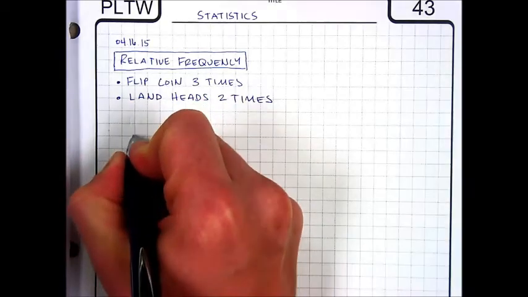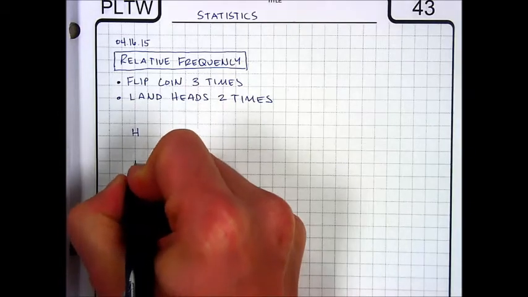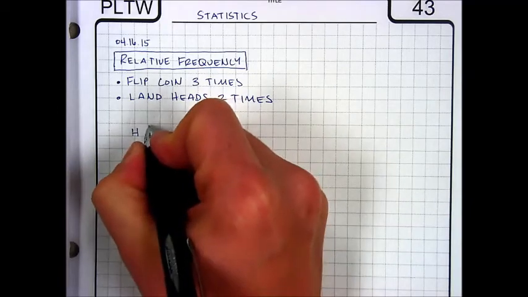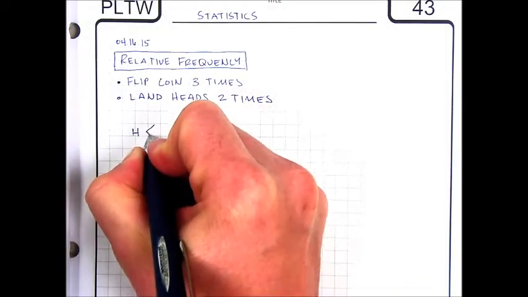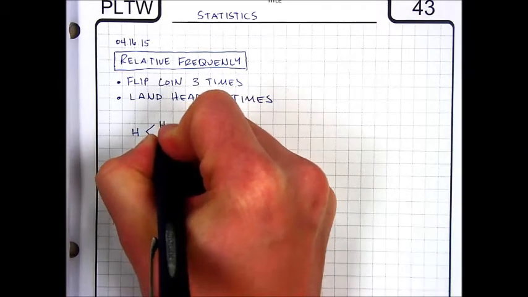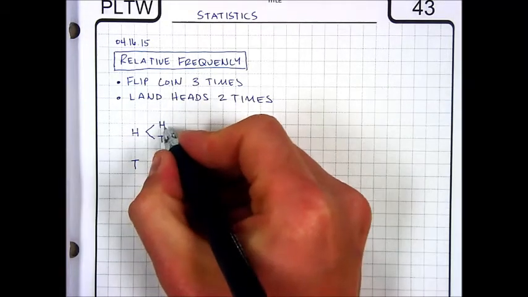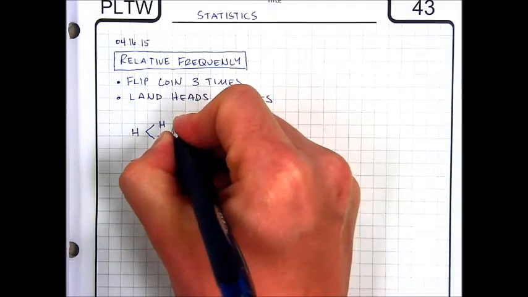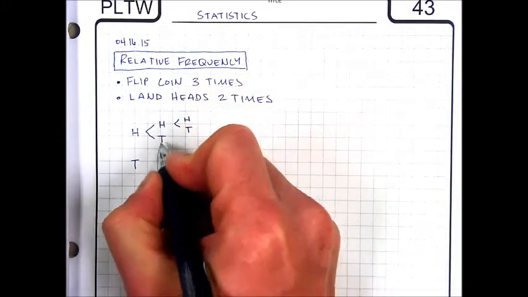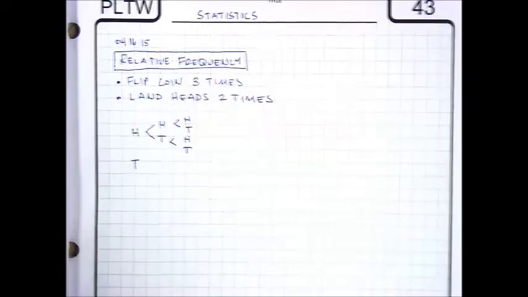With our first flip, we can either get a head or we can get a tail. If we get a head in the first flip, on our second flip, we can again get a head or a tail. And if we got a head on our second flip, again, we can either get a head or a tail. If we got a tail on our second flip, we can get a head or a tail.